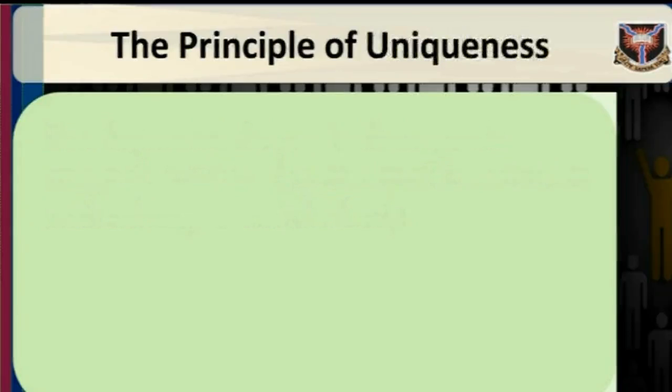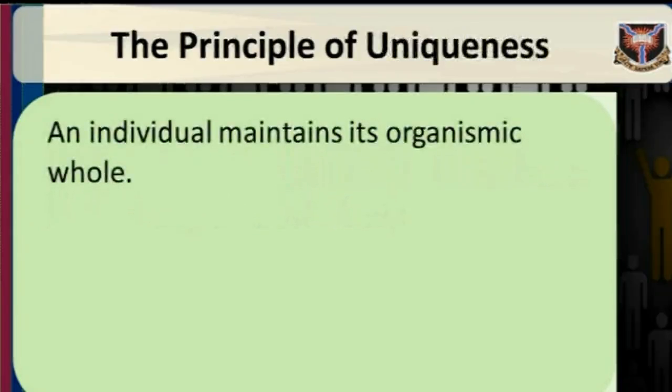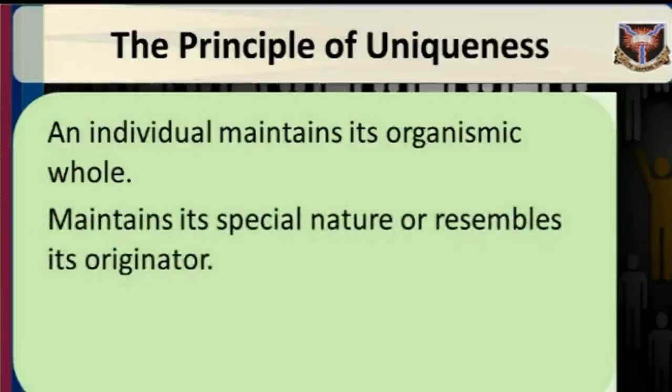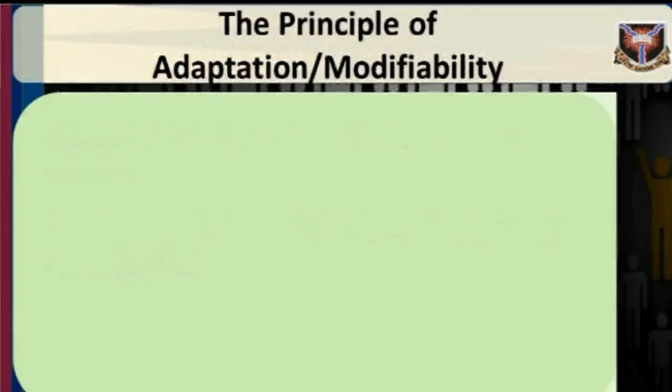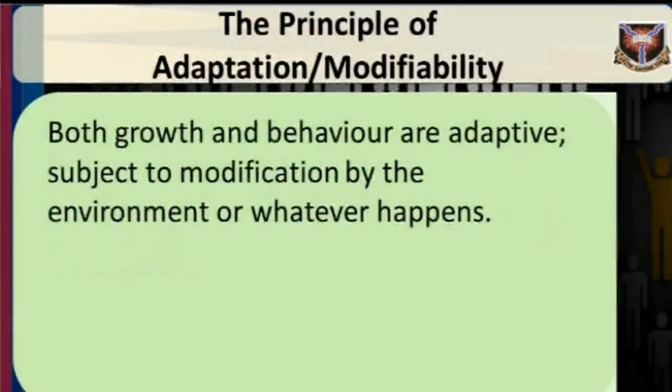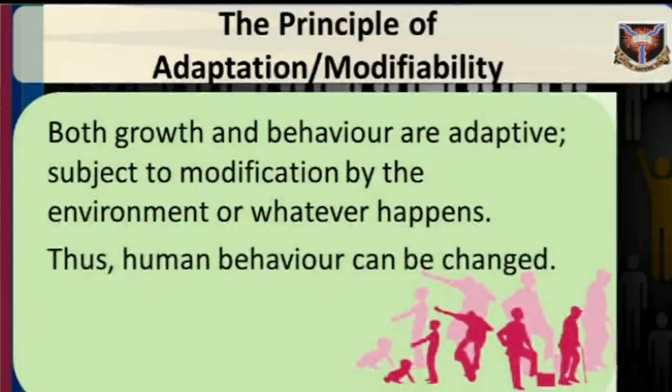The principle of uniqueness. The principle states that an individual maintains its organismic whole. That is, it maintains its special nature or resembles its originator. The principle of adaptation or modifiability. This states that both growth and behavior are adaptive, subject to modification by the environment or whatever happens. Thus, human behavior can be changed.